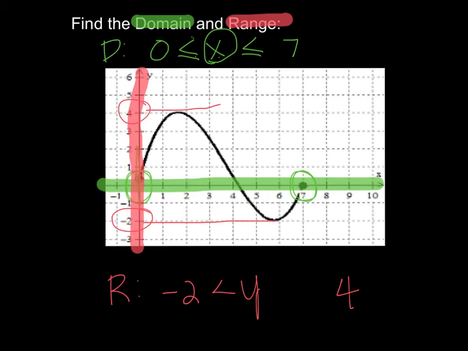Y is greater than -2 and less than or equal to 4. Notice that I put the equal sign on the bottom even though it is not shaded right here or shaded right here, because you knew that it touched that point, so it can be equal to -2 and +4.